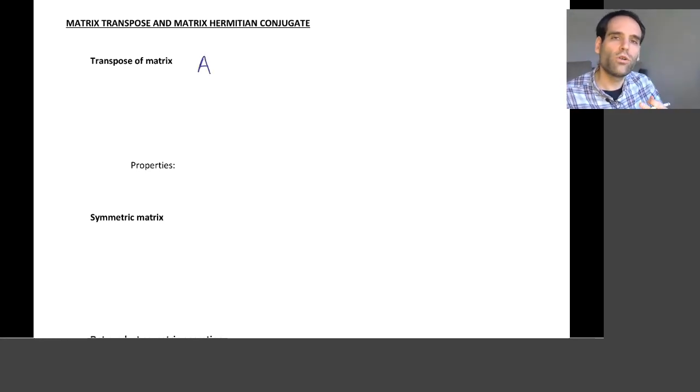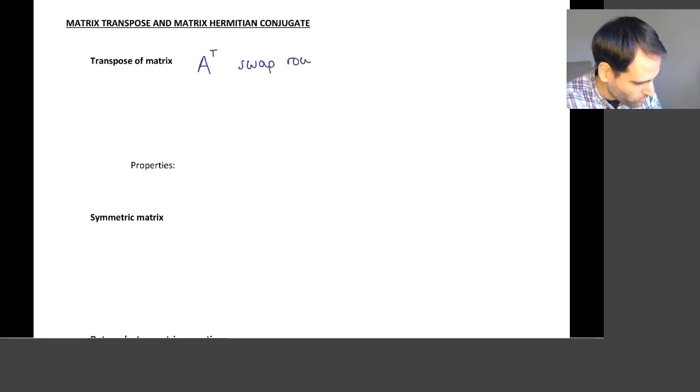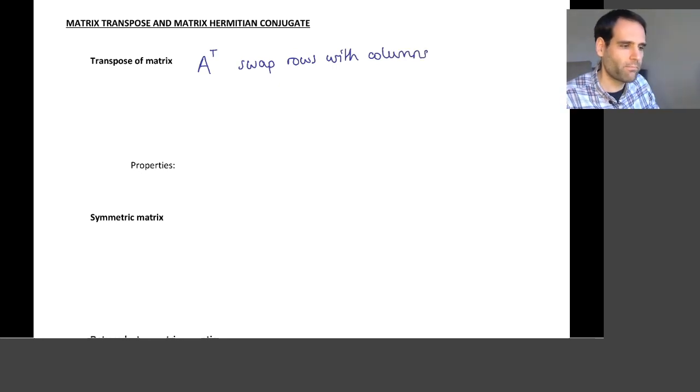The way to denote that you want to calculate the transpose of matrix A is to add a little capital T as a superscript to the matrix. Okay, so that's the transpose of matrix A. And what this means is you swap rows with columns. That's simply what it is.